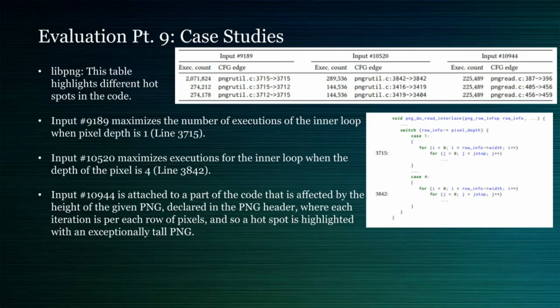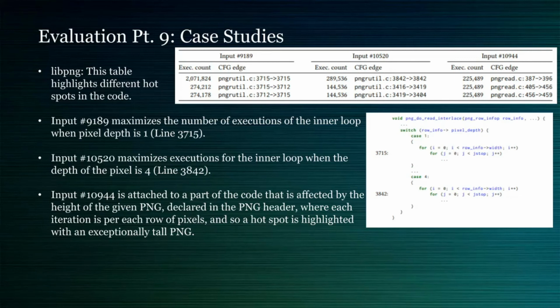Input number 10520, which has a maximum edge count of almost 300,000, maximizes executions for the inner loop when the pixel depth is 4, which is line 3842, that second for loop. A pixel depth of 4 would be an image with 16 color palette entries, but there are still other inputs that highlight completely different hotspots in the code in general.